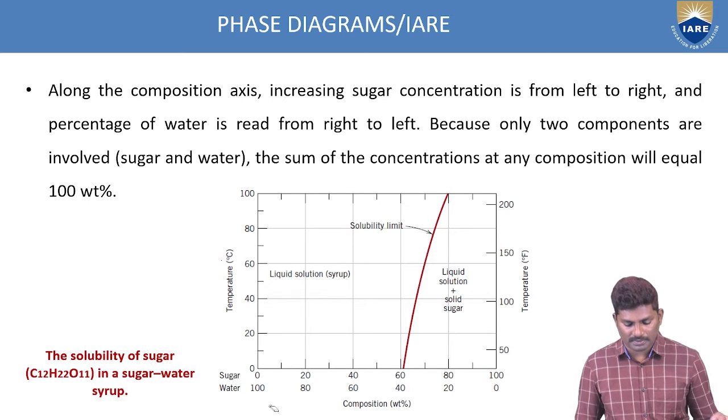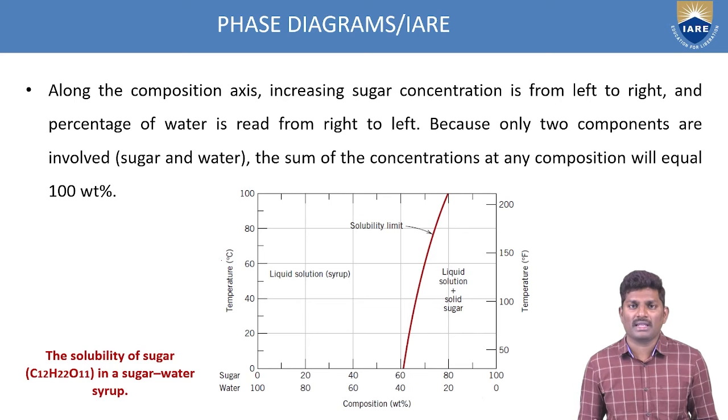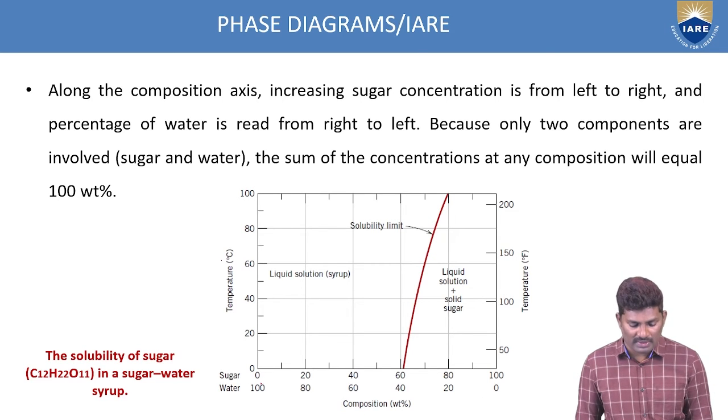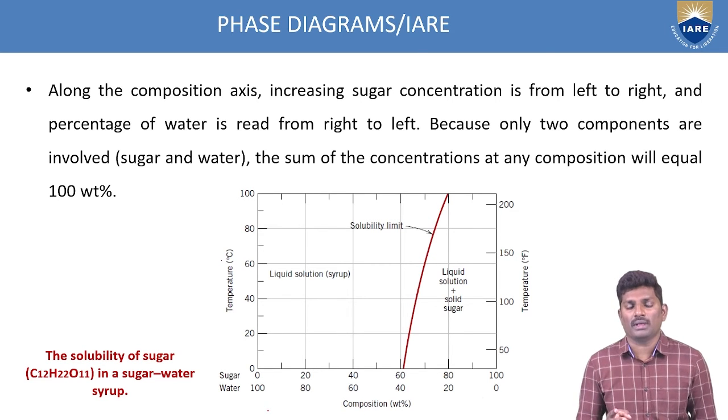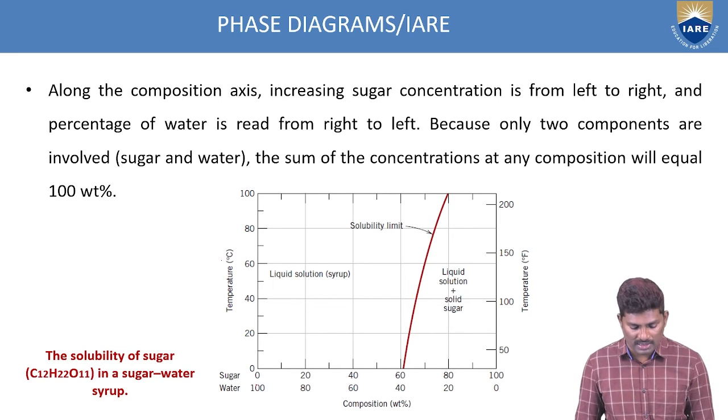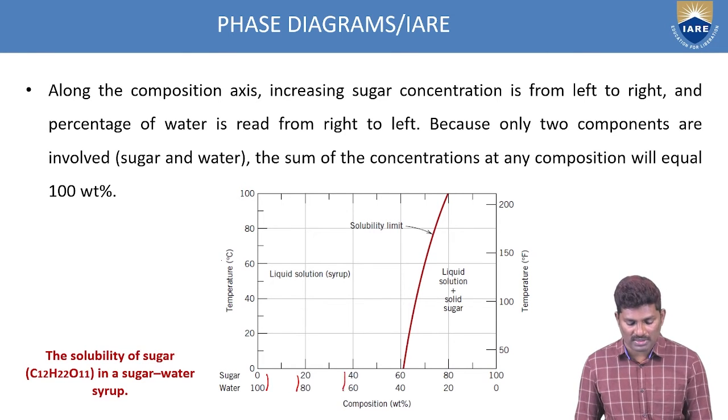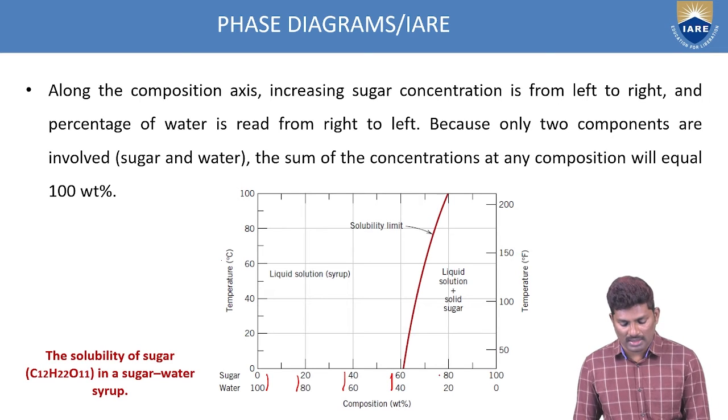Now, if you observe, at the initial state, you have 0% of sugar and 100% of water. Since you have only two materials here, one is sugar and another is water, wherever you see, the sum of the two weight percentages should be equal to 100. If you add these two, you're getting 100. 20 plus 80, you're getting 100%. 40 plus 60, 100. 60 plus 40, 100. 80 plus 20, 100. And 100 plus 0, 100. So total, it should be 100%.